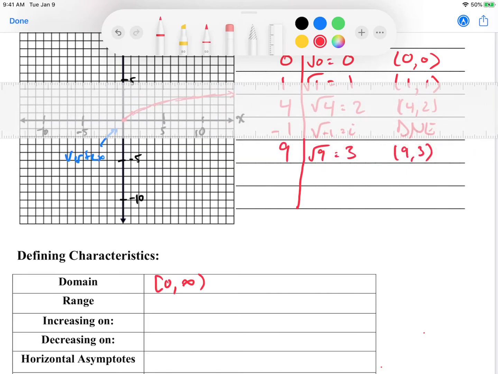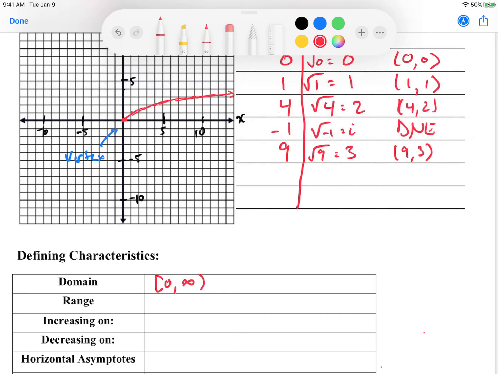But if you think about it, think about the biggest value of x you can have, as far as positive, and it's still going to have a square root. So my range is also going to be from 0 to positive infinity.